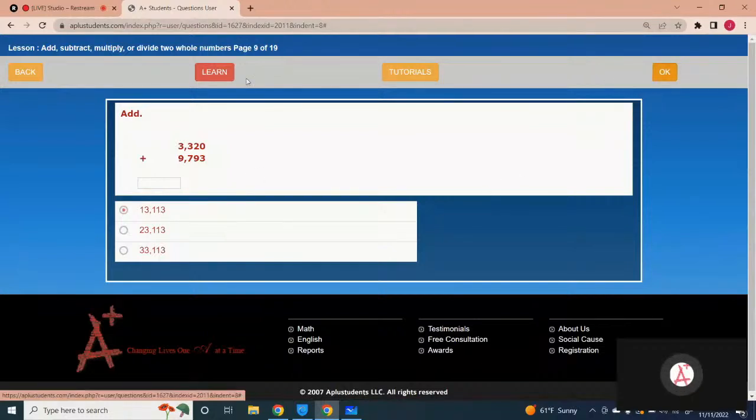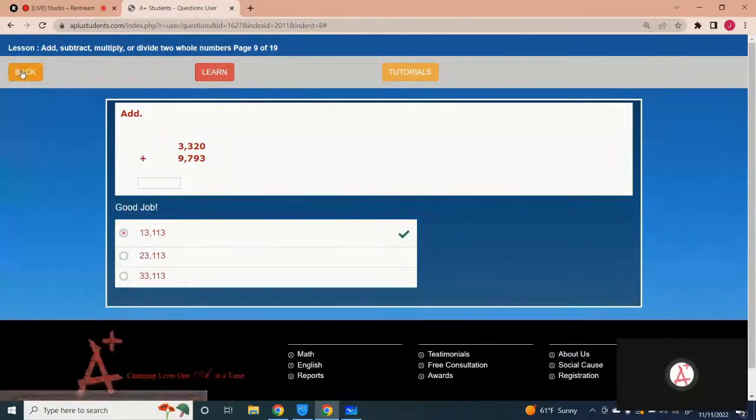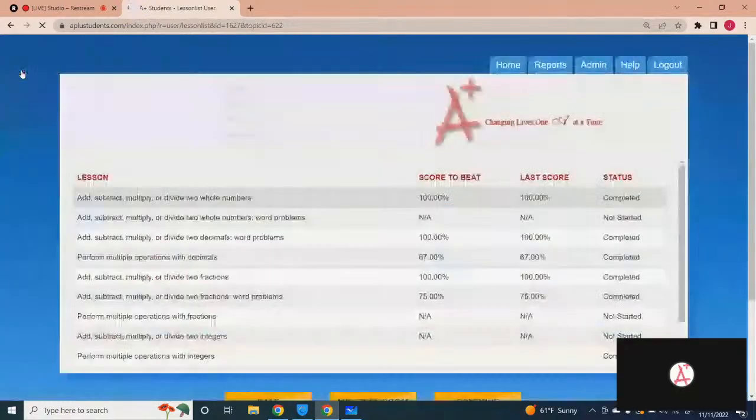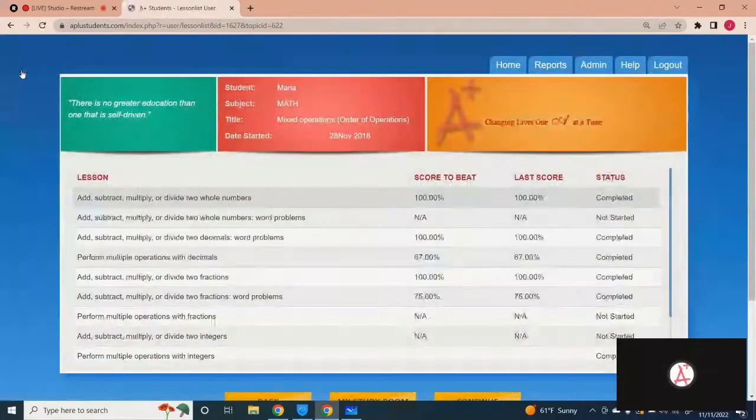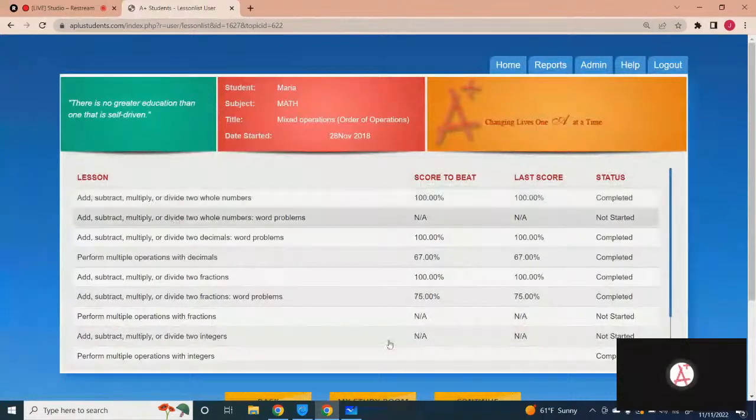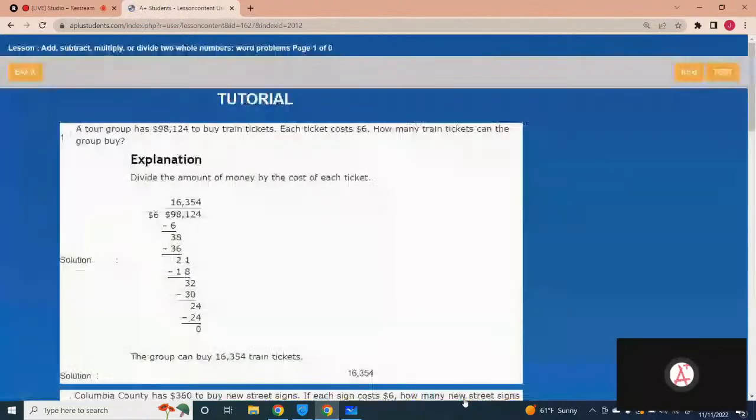Okay, you can complete the test by yourself later today. Let me just move on to the next topic. Got it? The next topic is add, subtract, multiply, and divide two whole numbers word problems. That's exactly the same, but now you have the word problems.